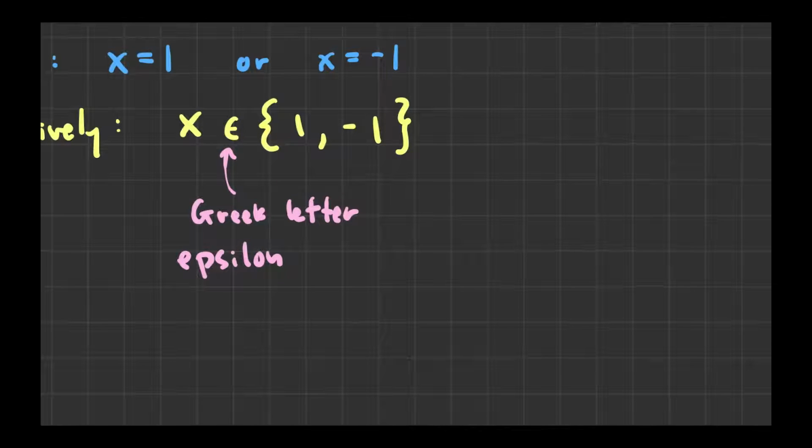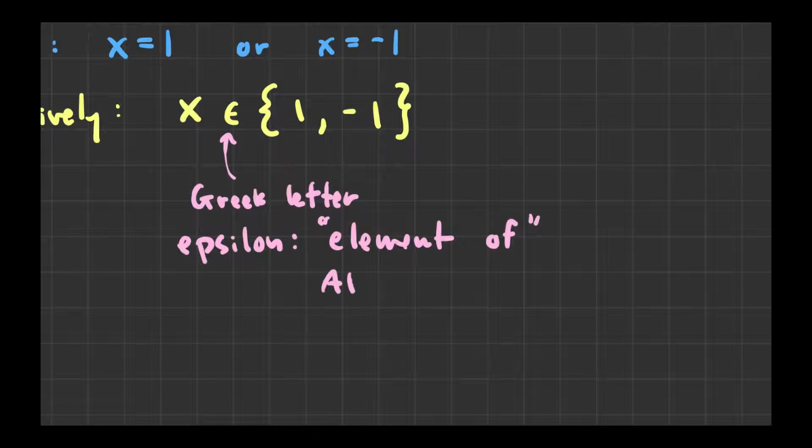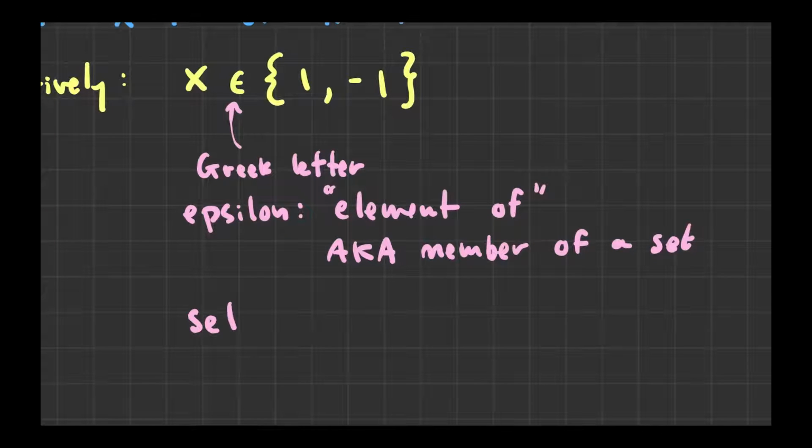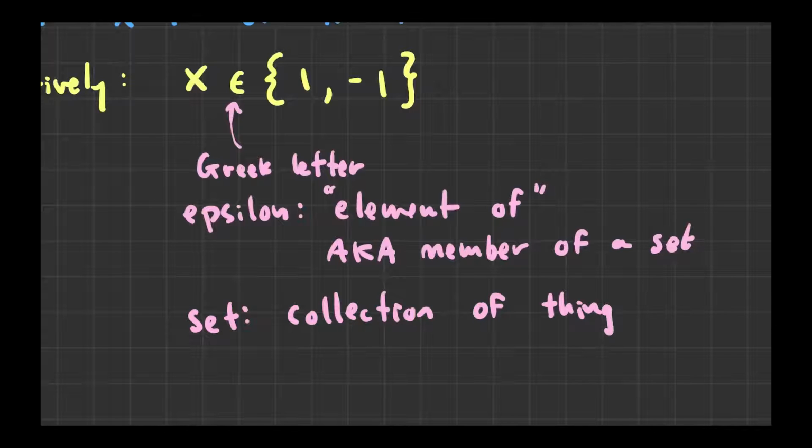And that means element of. The element of means that you are a member of a set. So I'll write AKA member of a set. Okay? And a set is a collection of things. It doesn't really matter what is in your set as long as it is a thing.